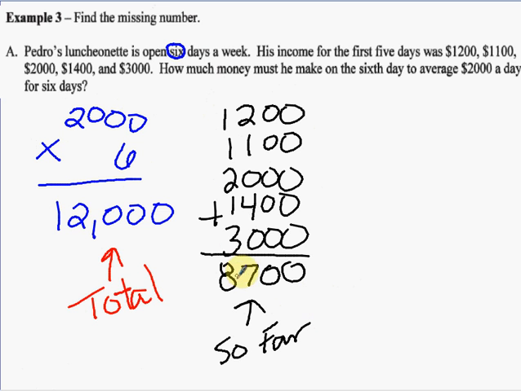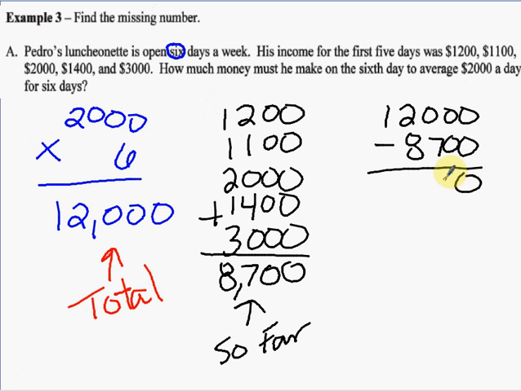So in order to figure out how much he needs to make on that last day, I'm going to take and subtract my two amounts. So I'm going to take what he needs, $12,000, and subtract $8,700 from that. So we have 0, 0. We're going to make this a 10, which makes this a 2, a 1. So 10 take away 7 is 3. And we can make that an 11, cross the 1 out, and we get 3,300.